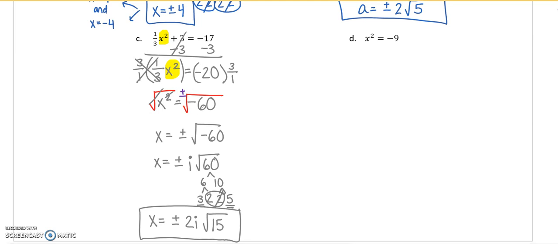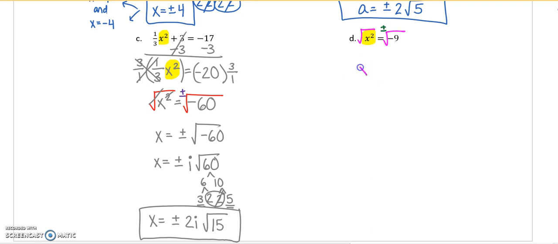Okay, one more example. Letter D. So once again, I'm trying to get my x squared alone. Well, wait a second. It already is alone in this problem. Awesome. It's going to be a nice, easy one then. So, since it's already alone, I can go straight to step 2, which is the square root. And then I can go straight to step 3, which is putting the plus or minus there.